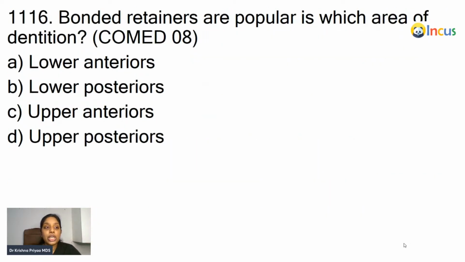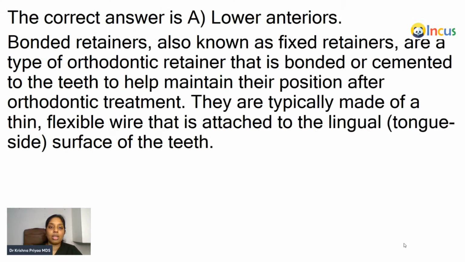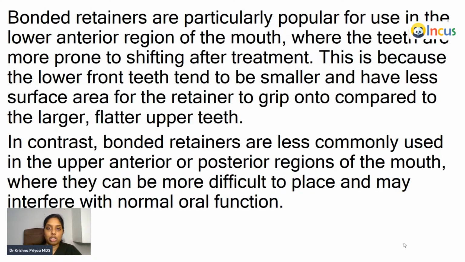Bonded retainers are popular in which areas of dentition? Usually, bonded retainers are given in lower anteriors, because even though we give them in upper anteriors also, lower anterior bonded retainers are very important. They're made of a thin, flexible wire, as I showed in the picture earlier, covering from canine to canine. They are very popular in the lower region where the teeth are more prone to shifting forward. As I've already mentioned, the lower incisor position is very important according to the Riedel school of thought and also according to the Tweed school of thought. That position is essential in establishing the stability of the treatment, also in correcting the maxillary positions.